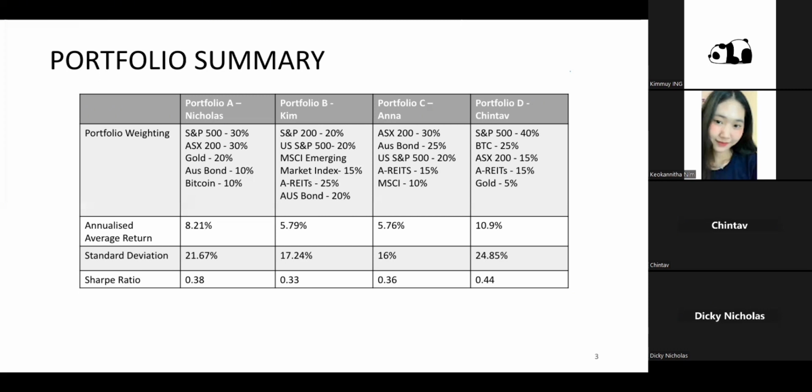Overall, my portfolio has been making about 5.76% each year on average. It's not too risky either, with an average fluctuation of 16%. I'm open to talk more about why I picked these investments and to hear about the other options from portfolio D.